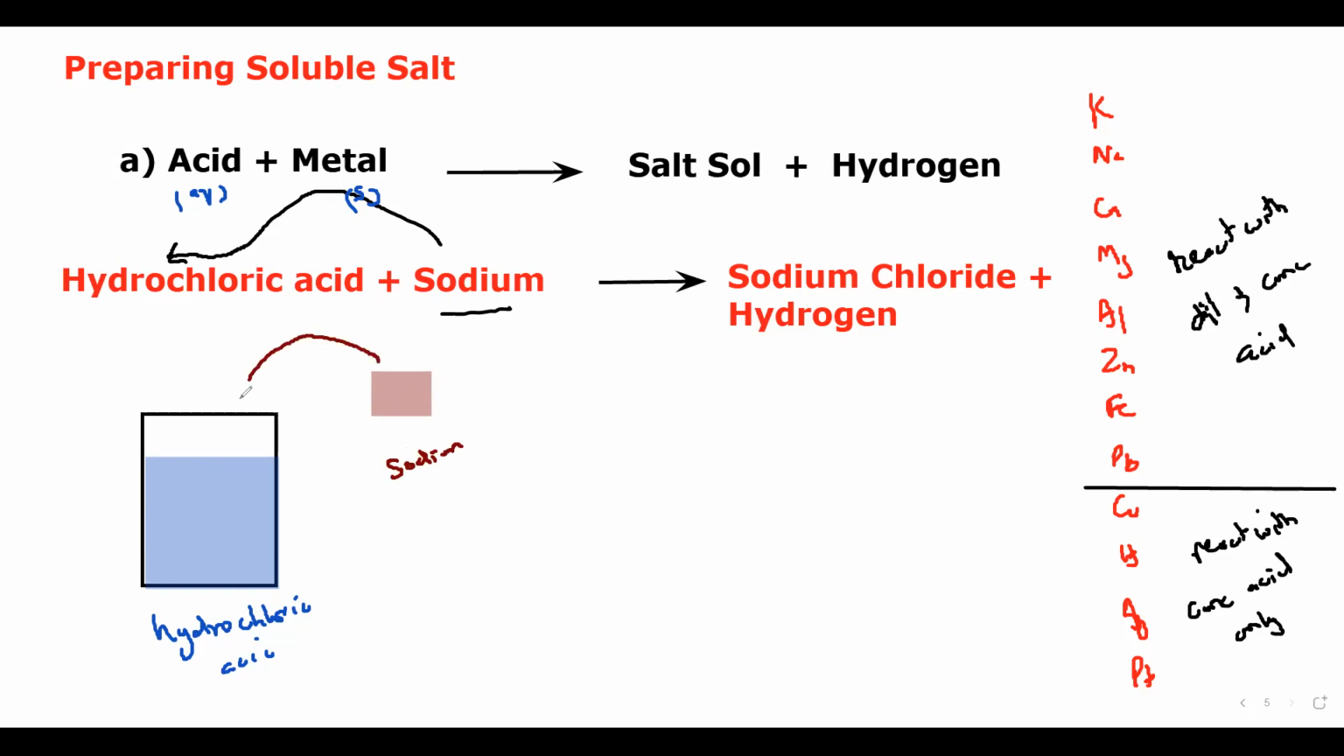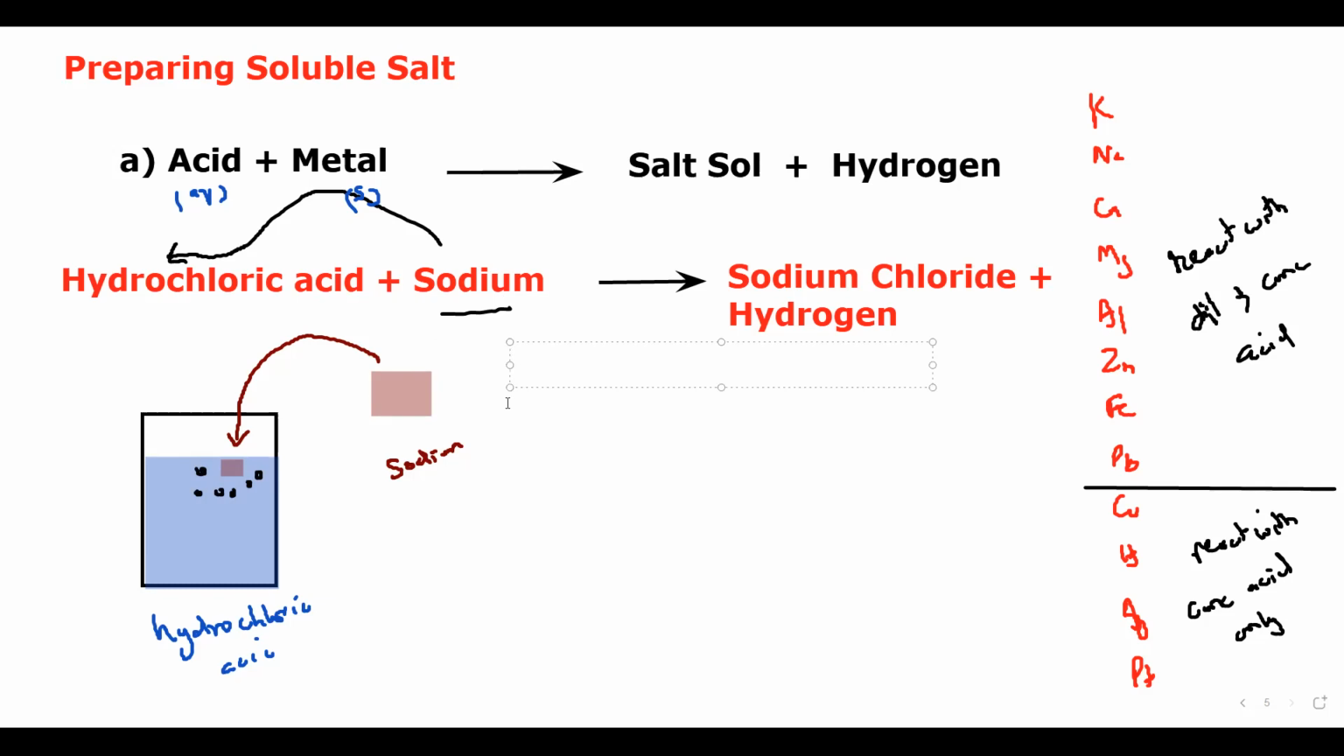So when we add a piece of sodium to hydrochloric acid, the reaction will occur, and as a result, because sodium reacts with hydrochloric acid, it forms sodium chloride. So when it forms sodium chloride, this whole solution contains sodium chloride. And what happened to the size of this solid? Because the sodium is reacting, we'll observe the size of the solid will decrease. And because hydrogen gas is there, we will see bubbles.